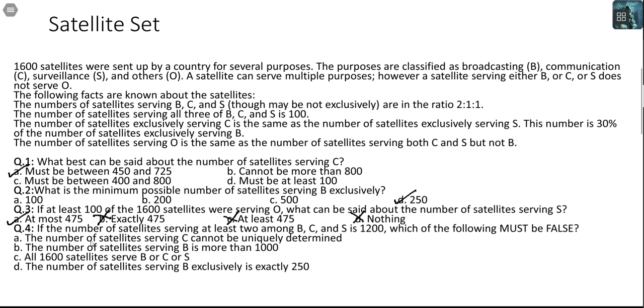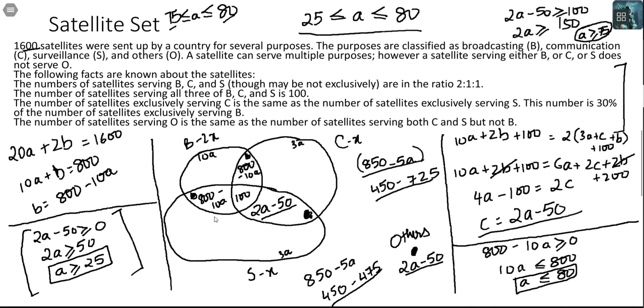Let's look at question number 4. If the number of satellites serving at least 2 among B, C, and S is 1200, which of the following must be false? Okay, must be false. At least 2 among the 3 is given by these 4 regions. These 4 regions add up to give me how much? 800, 800, 1700 minus 50. So 1650.